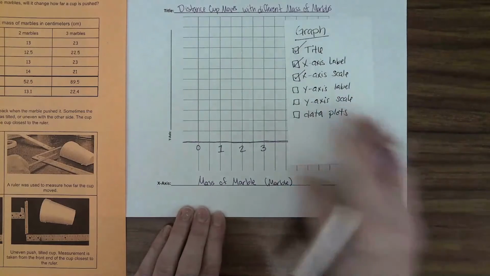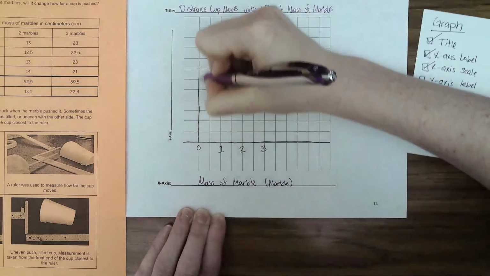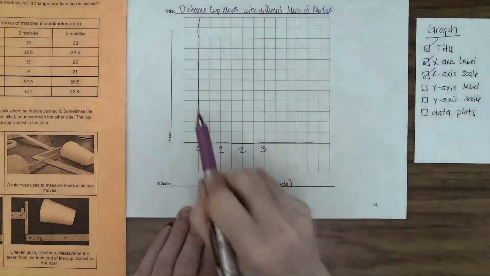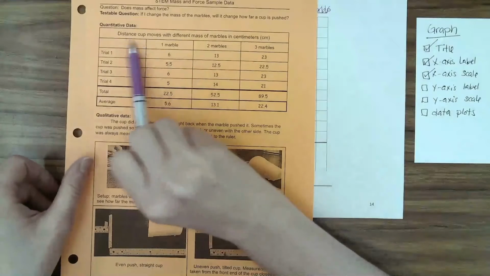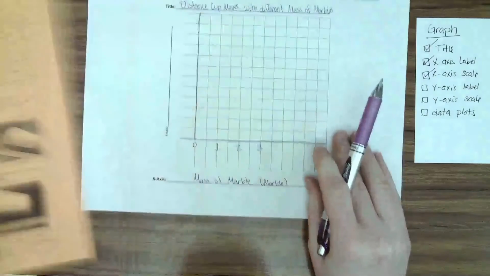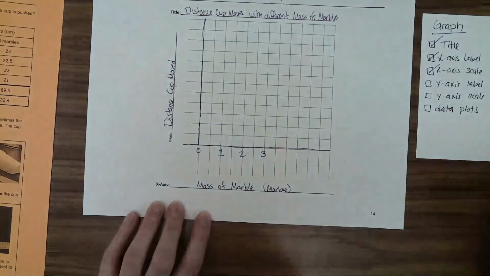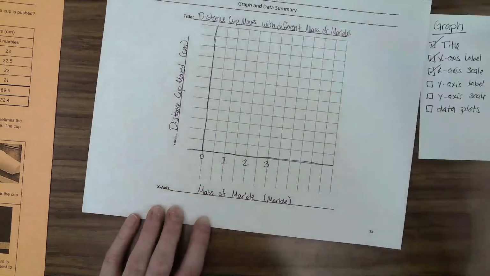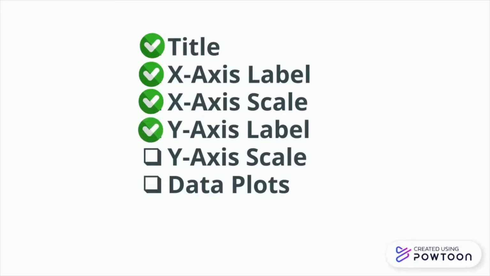Now we need our y-axis label. The y-axis is the vertical line at the edge of your graph. Our y-axis label is our dependent variable, which is the thing that we measured. In this case, we measured the distance the cup moved. So we're going to write that in. The units that we used is in centimeters. So we write that down on our y-axis label. Now we have labeled our y-axis.